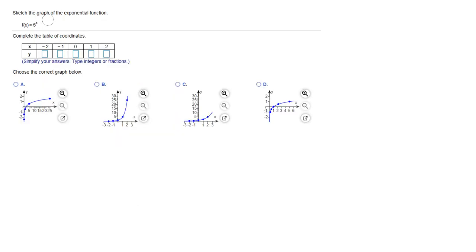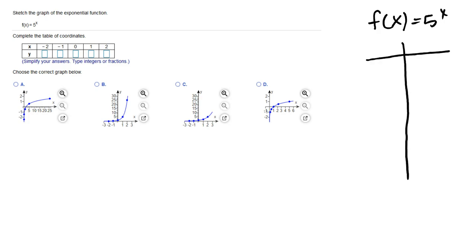This question says sketch the graph of the exponential function f of x equals 5 to the x. This is an exponential function because the variable's in the exponent. We're given this table to fill out before we graph it, and then we have some choices here for the graph. So my function is f of x equals 5 to the x. I'm going to fill out this table. They give us x values of -2, -1, 0, 1, and 2. We'll substitute that into the function to get the y values.